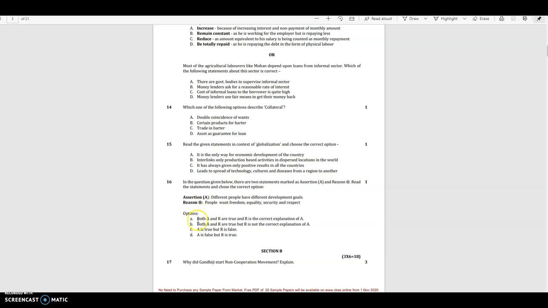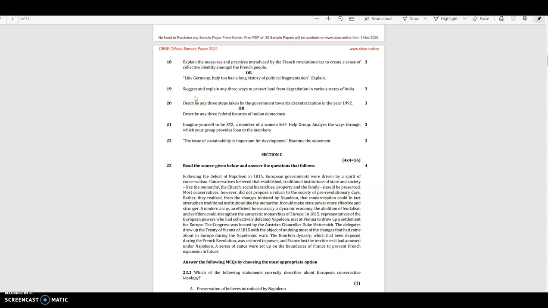Option A. Both A and R are true. Yes, this question is from our first chapter, economics. Different people have different developmental goals. Then the reason: people want freedom, equality, security and respect. So this R is the correct explanation of this assertion. Different people have different development goals.